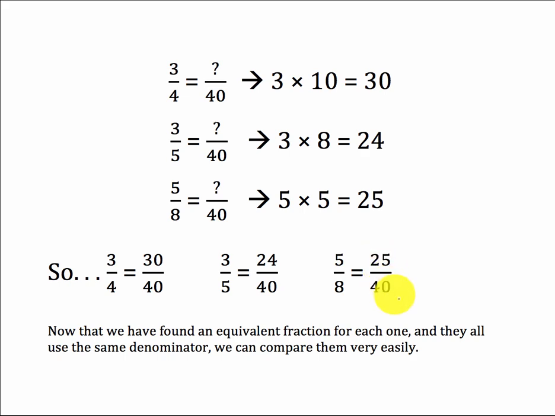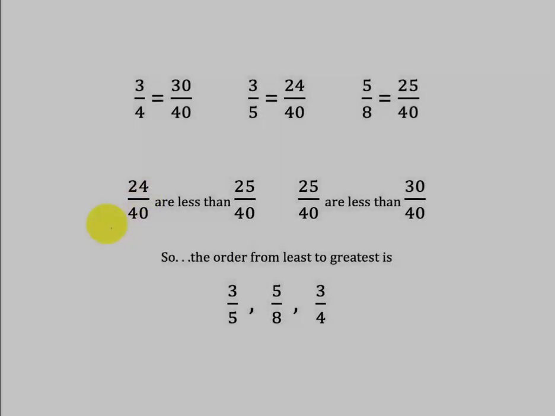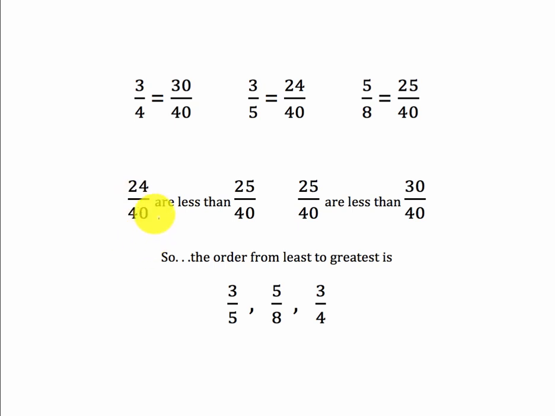or 25/40. Now that they all have the exact same denominator, we can compare them really easily, because imagine these were represented as a circle or a rectangle. It would be split up into 40 equal sections, each one of these. So this would be 30 out of 40 sections shaded in. This will be 24 out of 40 shaded in, and this one, 25 out of 40 sections will be shaded in. So it's really easy to compare to see what's bigger and what's smaller. So when I compare them, I can see that 24/40 are less than 25/40, 25/40 are less than 30/40.